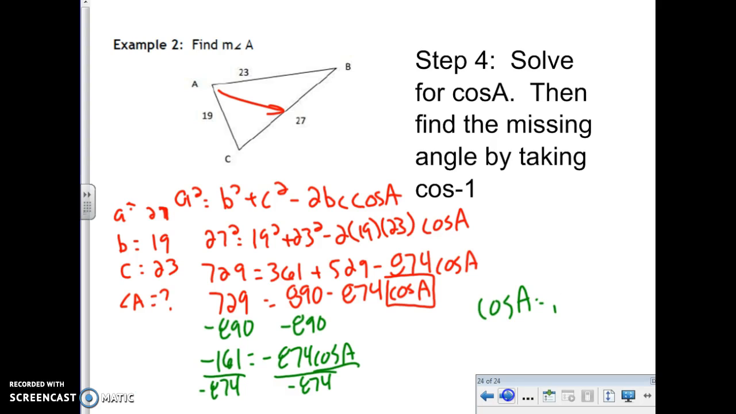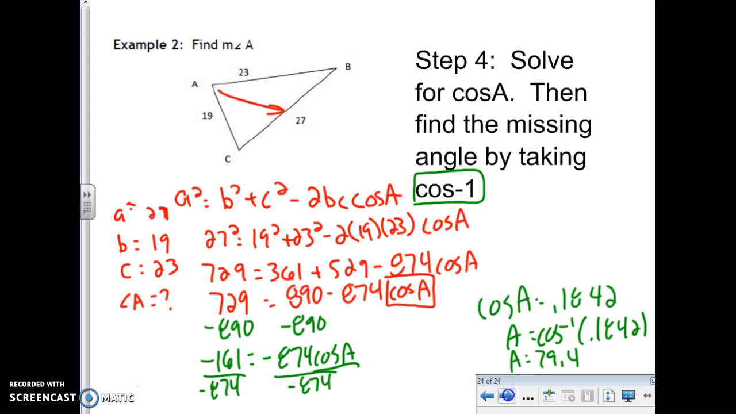to be 0.1842. To find the missing angle, I'm going to do cosine negative 1, or the inverse cosine. So A equals the cosine inverse of 0.1842. Plug that into my handy-dandy calculator, and I get angle A to be 79.4. I'm going to challenge you guys to try to get through question 10 and also try number 13.